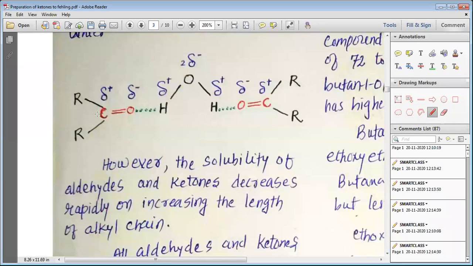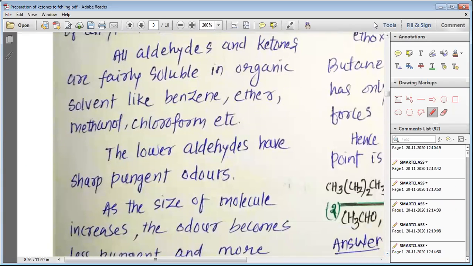You can see here that we have a ketone, and here we have another ketone, or if we put an H here, then it can be an aldehyde. So both aldehydes and ketones can make hydrogen bonds using their oxygen with the hydrogen present in the water molecule, and this is how these lower aldehydes and ketones are highly soluble, or miscible, in water. We can move forward.